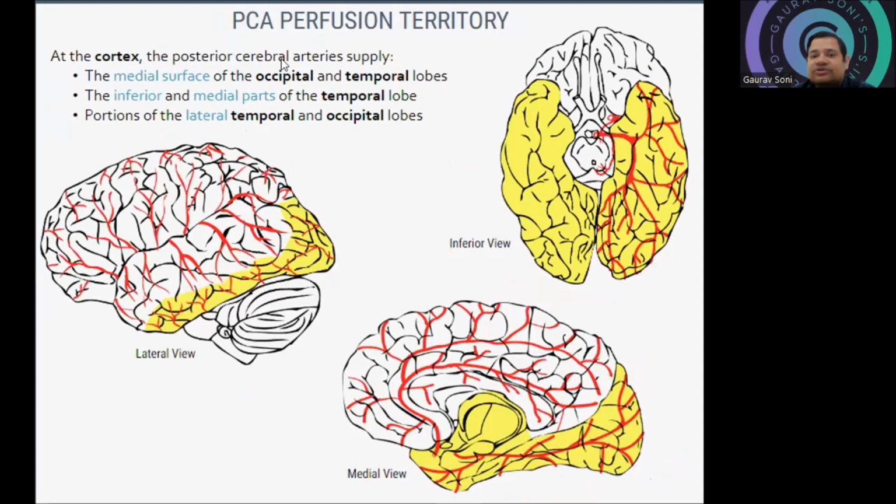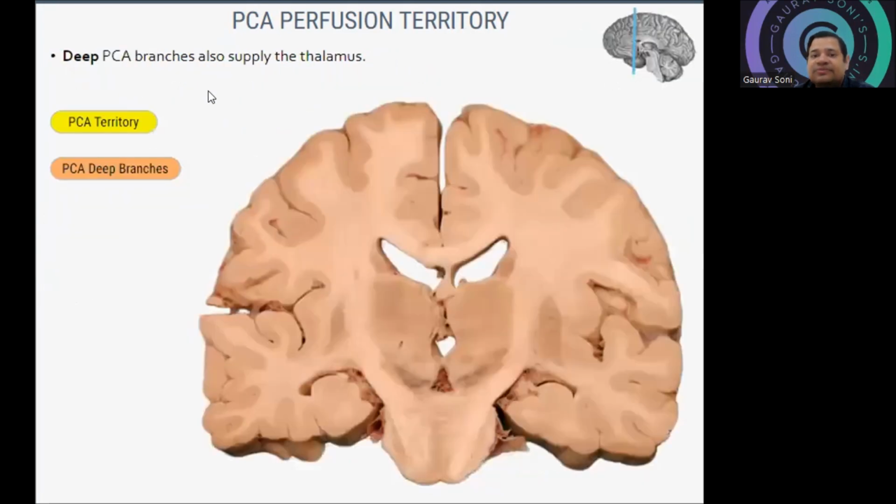At the cortex, the posterior cerebral artery supplies, as we have already talked, medial surface of both occipital and temporal lobe, inferior and medial surface of temporal lobe, and some portion of lateral temporal and occipital lobe. You can simply summarize most of the part of occipital and temporal lobes. Then there will be some deep branches which will also supply the thalamus part. So thalamus part will be also supplied by some of the deep branches. You see this is the part. This will be also supplied by the posterior cerebral artery.